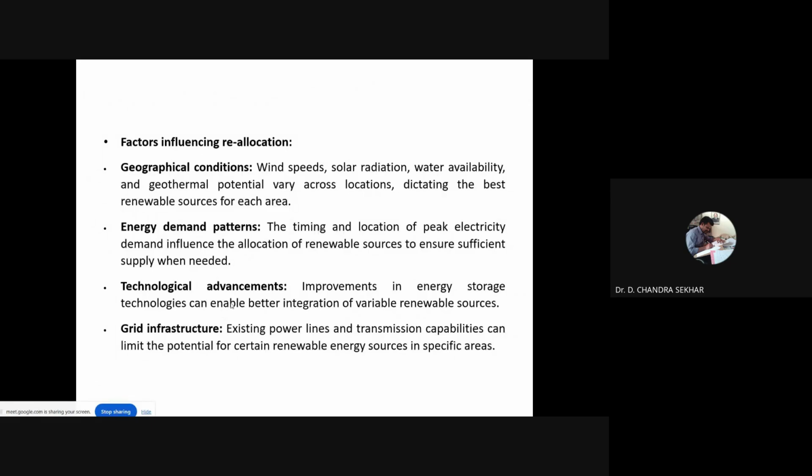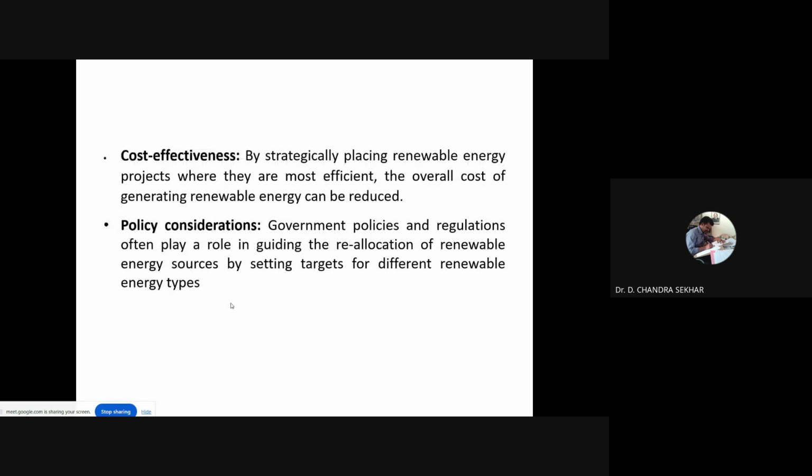So, by strategically placing renewable energy projects where they are most efficient, the overall cost of generating renewable energy can be reduced. By commonly operating all these plants together, by choosing a correct place and by correctly integrating methods, the overall cost of generating renewable energy can be reduced.